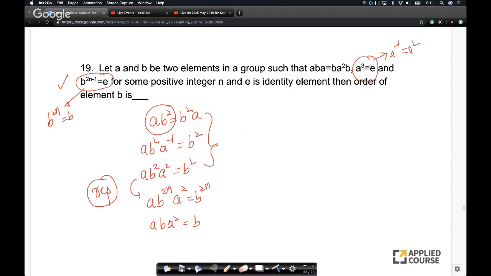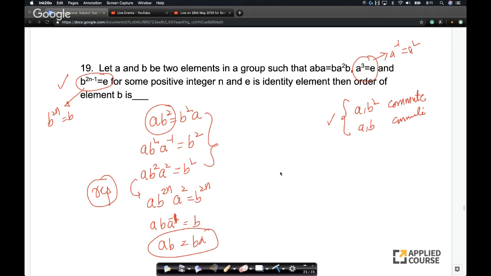Right, now what does this imply? If I now multiply both sides, what is A square? A square is A inverse. Again, I have this A square equals A inverse. Now, if I multiply both sides by A, what happens? I get AB equals BA. Okay, so what is the first result? The first result was A and B square commute. Similarly, A and B also commute. They're also commutative.